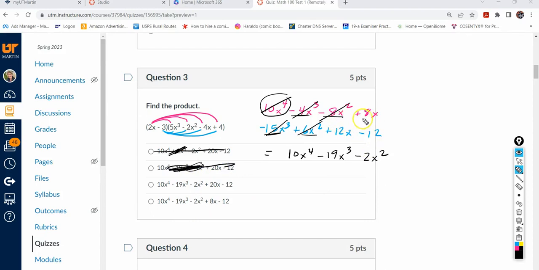And then 8x plus 12x is 20x. And so it's not going to be that one, so it's going to be this one, but just make sure. And then I'm left with minus 12. And so it's going to be that one. I'll choose that one. Okay.